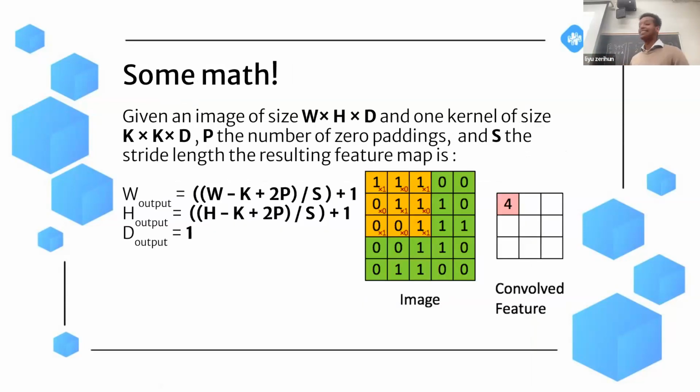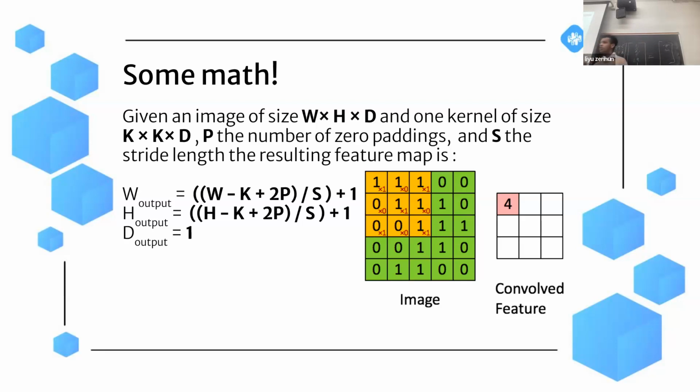So now let's get into some of the math. Let's talk about the math of a convolutional layer. Suppose you have a W by H by D image. So width, height, and the number of dimensions, right? And then you have a kernel size K by K by D, which is the kernel. So you have a K by K kernel, and then you have D of these kernels, right? And you have P, which is the number of zero paddings you have around the image.